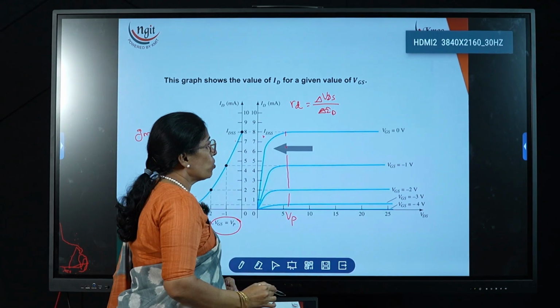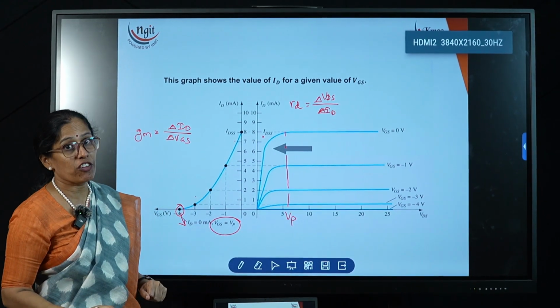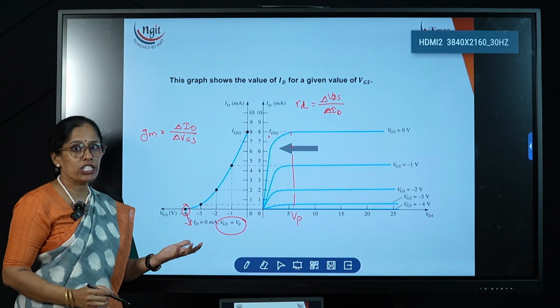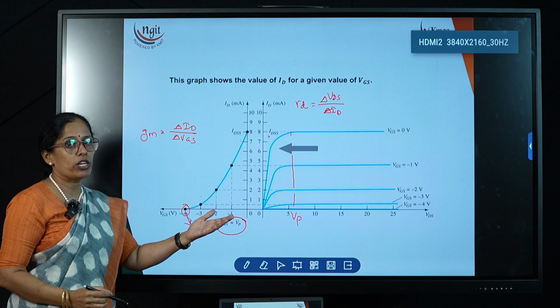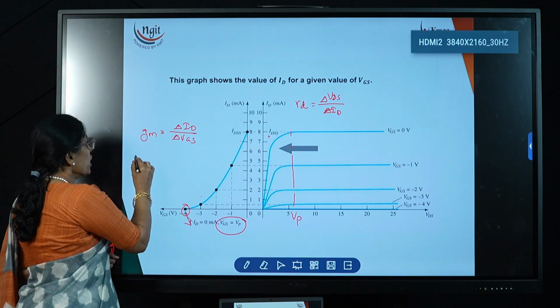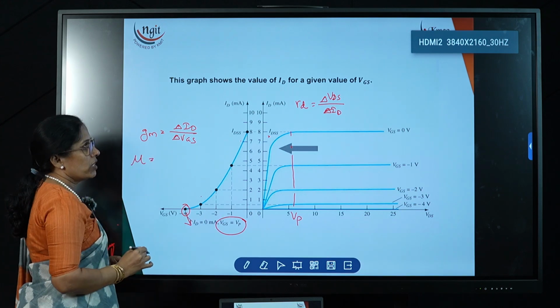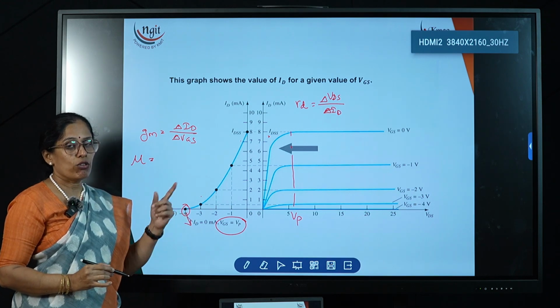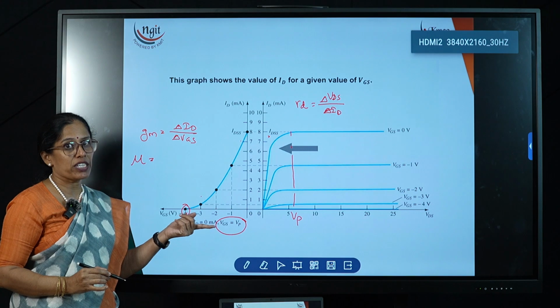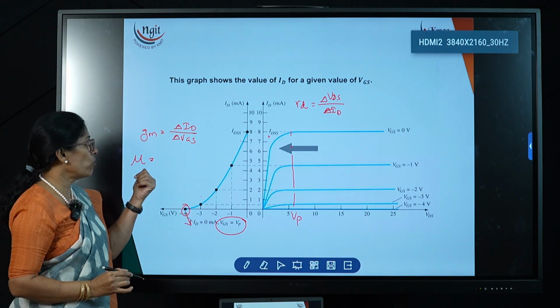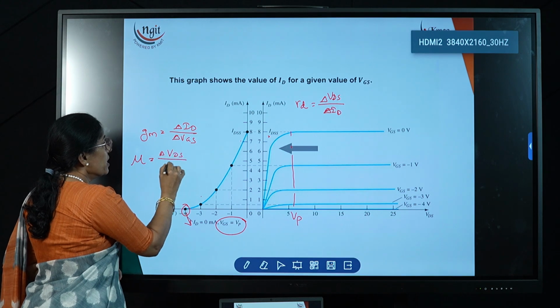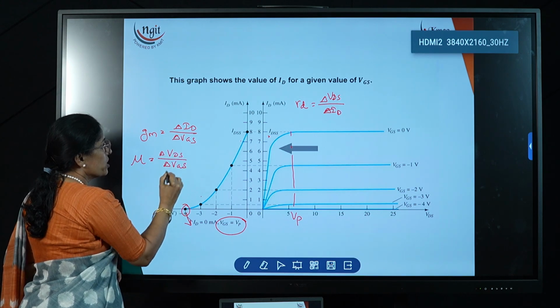Now from this we need to calculate the amplification factor. Amplification factor is nothing but the voltage gain, that is output voltage divided by the input voltage, denoted by mu. Here in this case the amplification factor is voltage gain. In the case of BJT, we have taken the amplification factor as current gain. Here the voltage gain is equal to the output voltage delta VDS divided by the input voltage delta VGS.